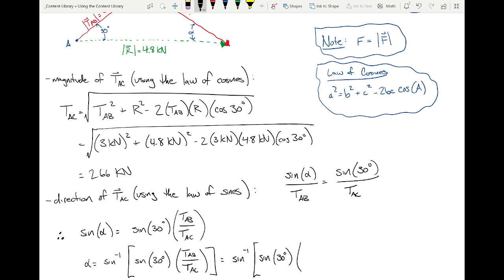And so what was TAB again? Was that 3? The TAB, the magnitude of that first rope? 3. And TAC is 2.66.